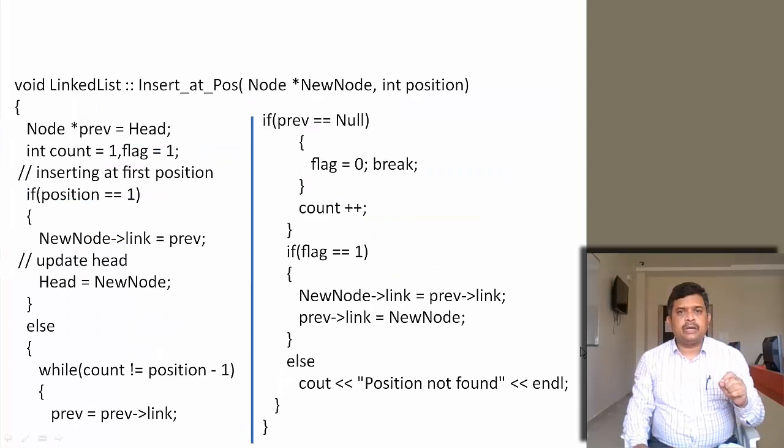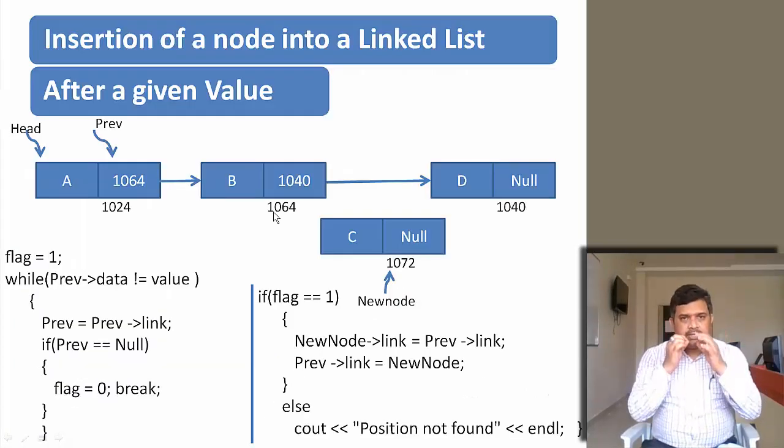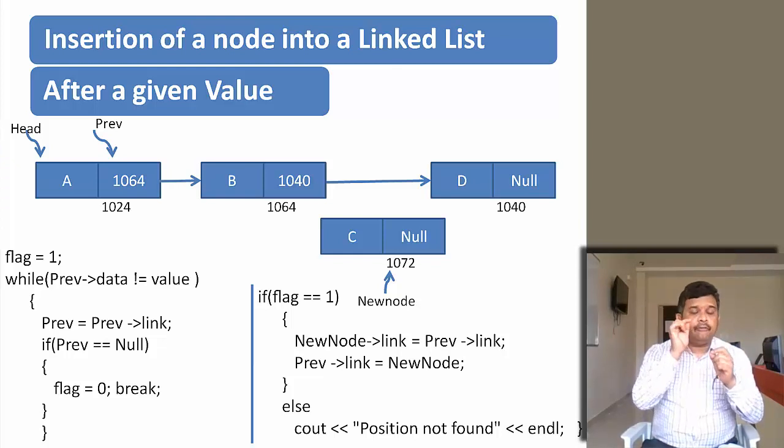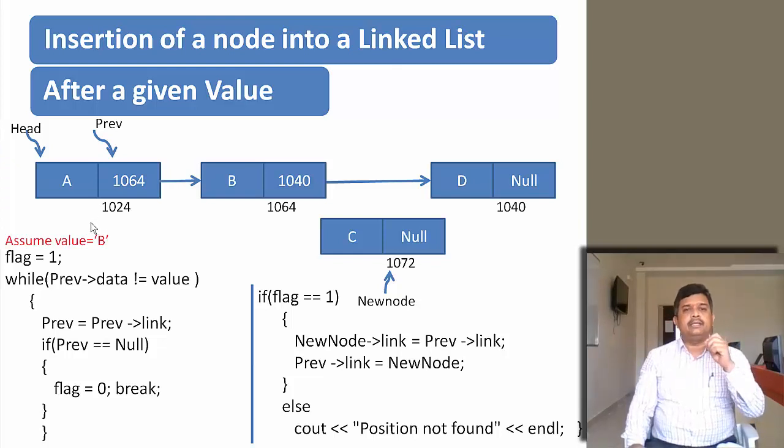You can go through this program, exactly the same written over here. So the same concept we are going to use, but here a small change is there. We are going to add a node after a particular value, not after a particular node. So we are searching for a value. Let us assume I want to insert my new node after a node containing value B. Previous data is not equal to the value I take. With this condition I will search and try to find my location.